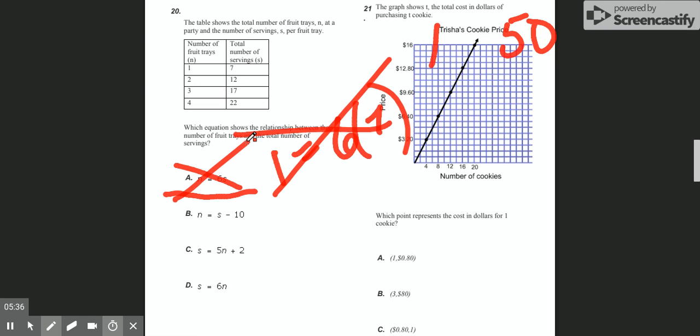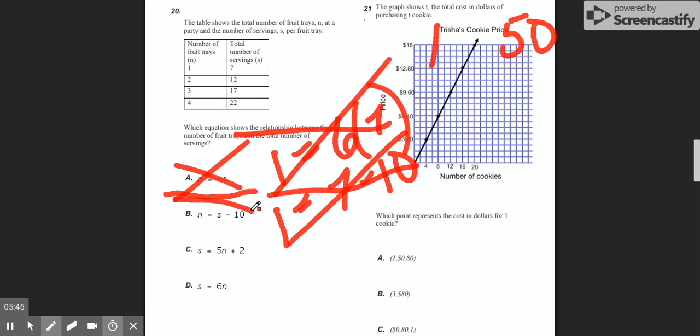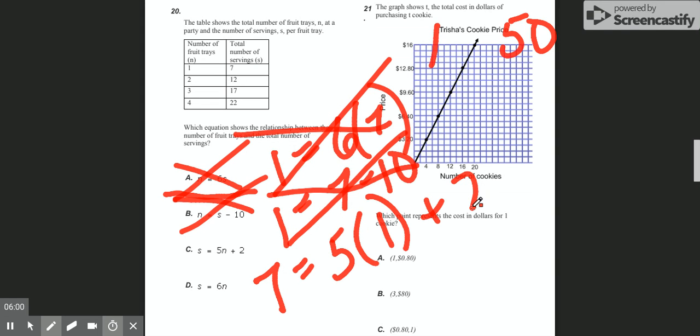B says N is S minus 10, so I can use the same N as 1, use the same S as 7, 7 minus 10. That one doesn't work. Letter C is S equals 5 times N plus 2, so if I use my S as 7, 5 times N, so I'm going to use 1 plus 2.